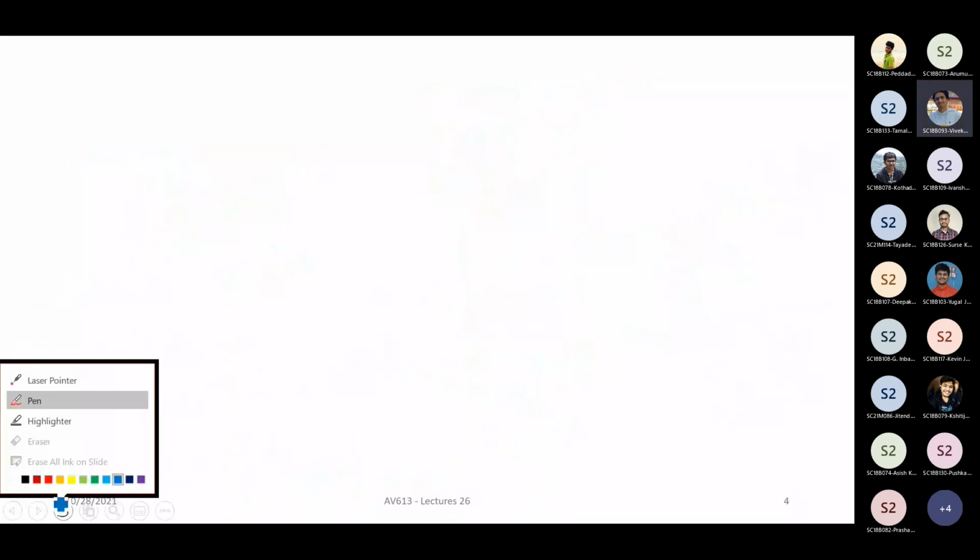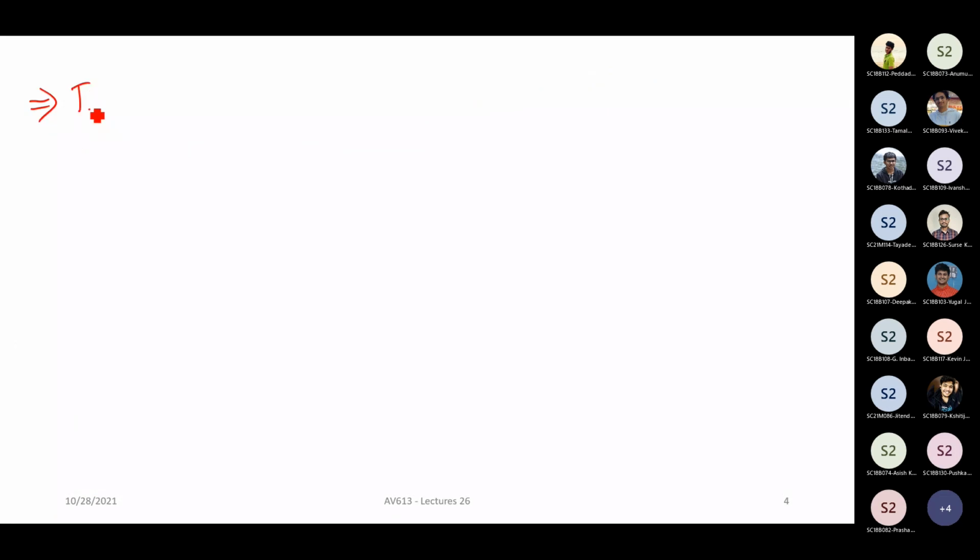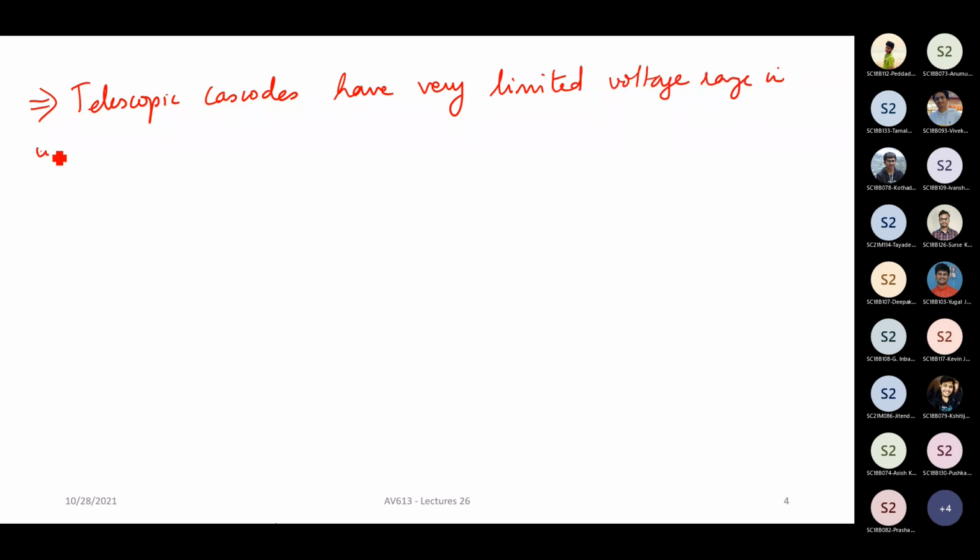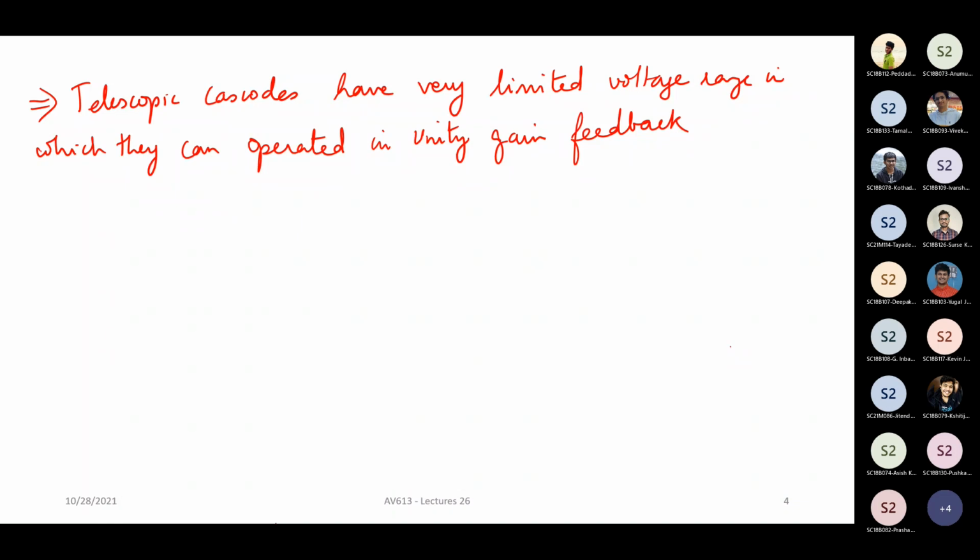So the conclusion of whatever exercise we did now is to say that telescopic cascodes have a very limited voltage range in which they can be operated as unity gain or in unity gain feedback. Right? So telescopic cascodes have an extremely narrow range of voltages over which they can work.